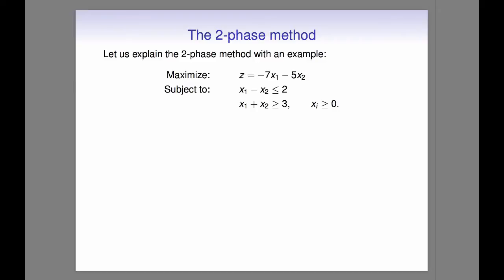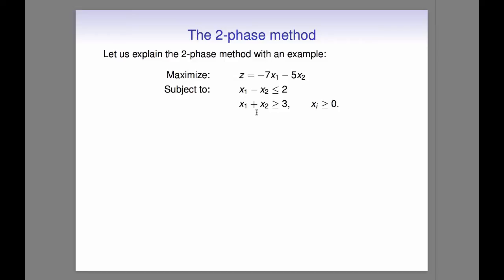I'm going to explain these methods by way of examples, and I'm going to look at this very simple example here where we've got a maximization problem with two decision variables and two constraints. And you notice here the first constraint is the same kind of constraint we considered last week, but the second constraint isn't. It's here greater than or equal to a non-negative number.